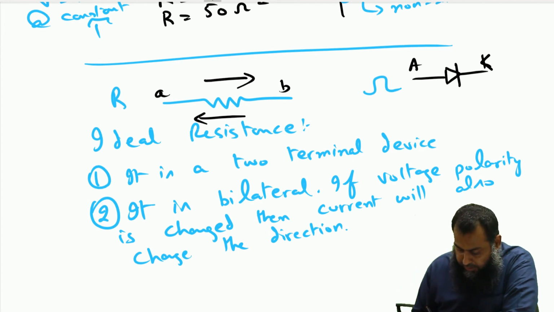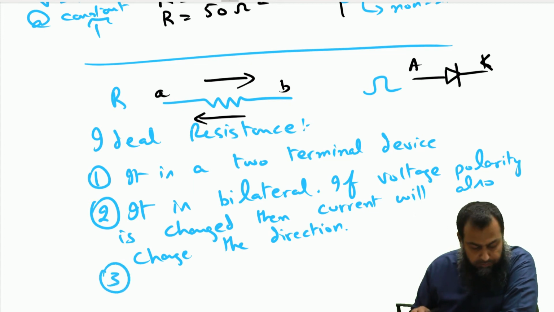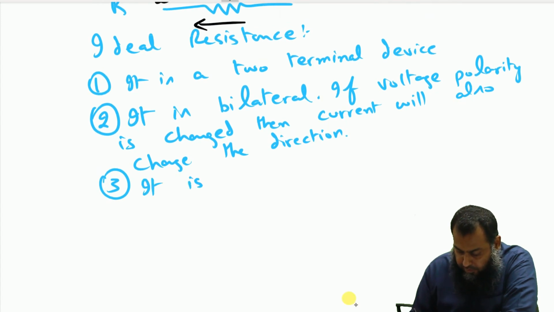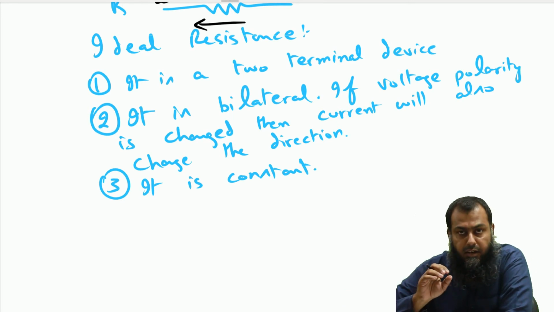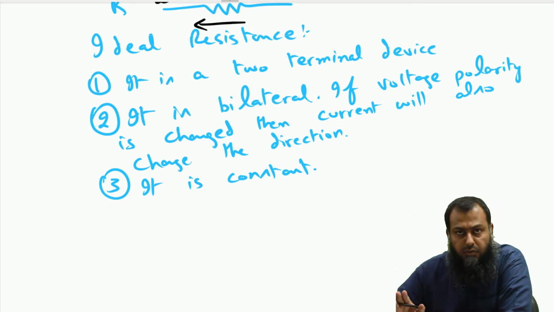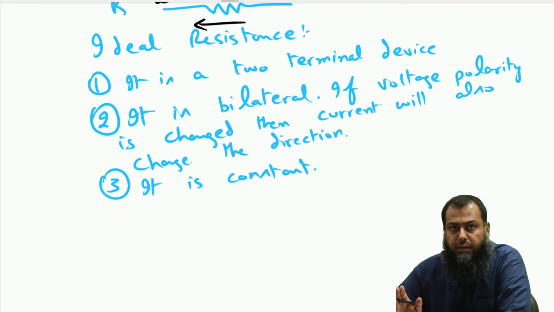And the third property for this resistance is that it is constant. What does this mean? This means that the resistance is a linear time invariant device. There is no effect of the temperature on its value. There is no effect of time on its value. It's a linear time invariant device.